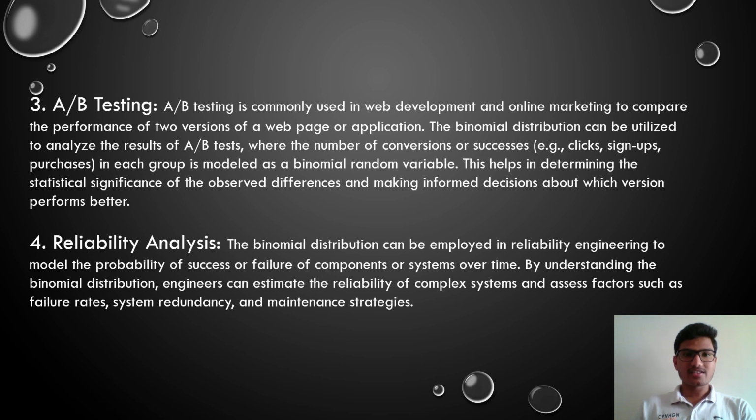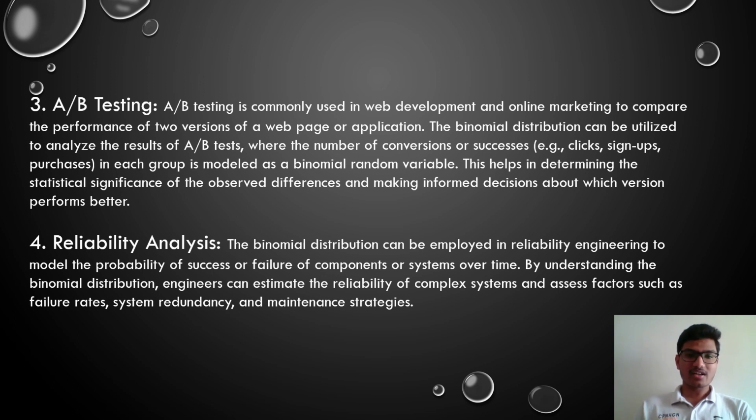Next is A/B testing. Web development and online marketing use this to compare the performance of two versions of web pages or applications. This can be utilized to analyze the results of A/B tests, where the number of conversions or successes in each group is modeled as a binomial random variable. It helps in determining the statistical significance of the observed differences and making informed decisions about which version performs better.